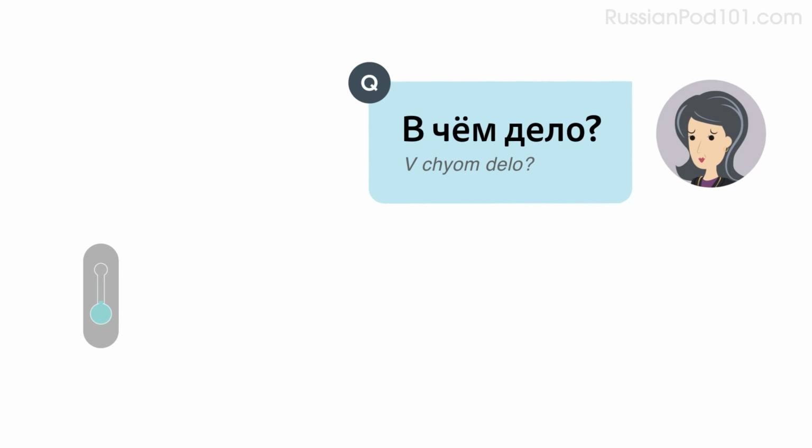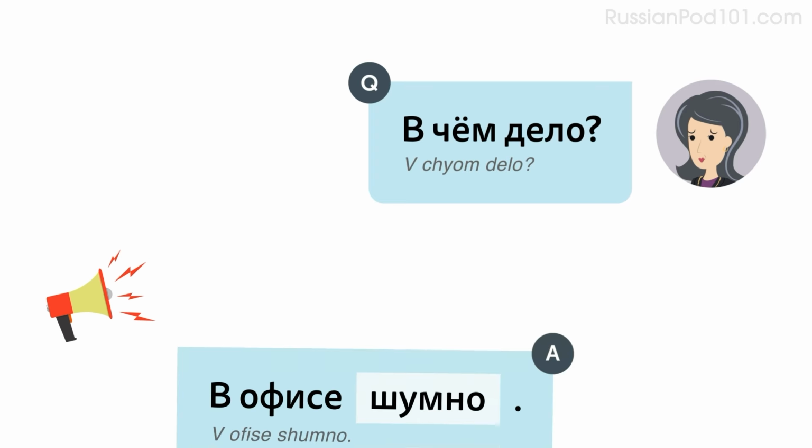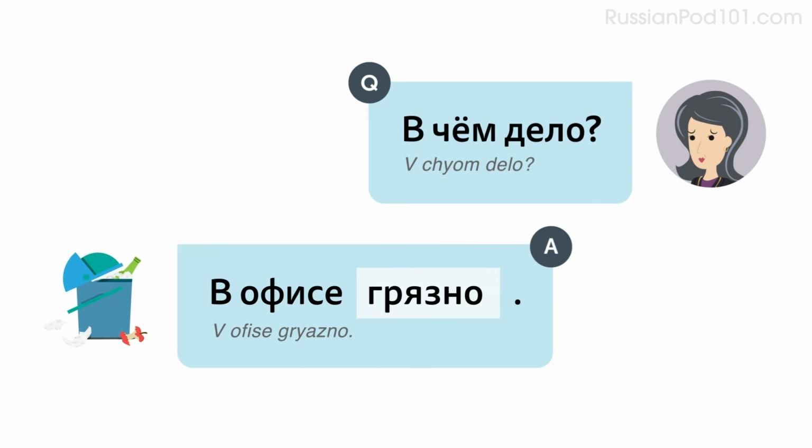Let's look at some examples. Listen and repeat or speak along with the native speakers. В чем дело? В офисе холодно. В чем дело? В офисе шумно. В чем дело? В офисе грязно.